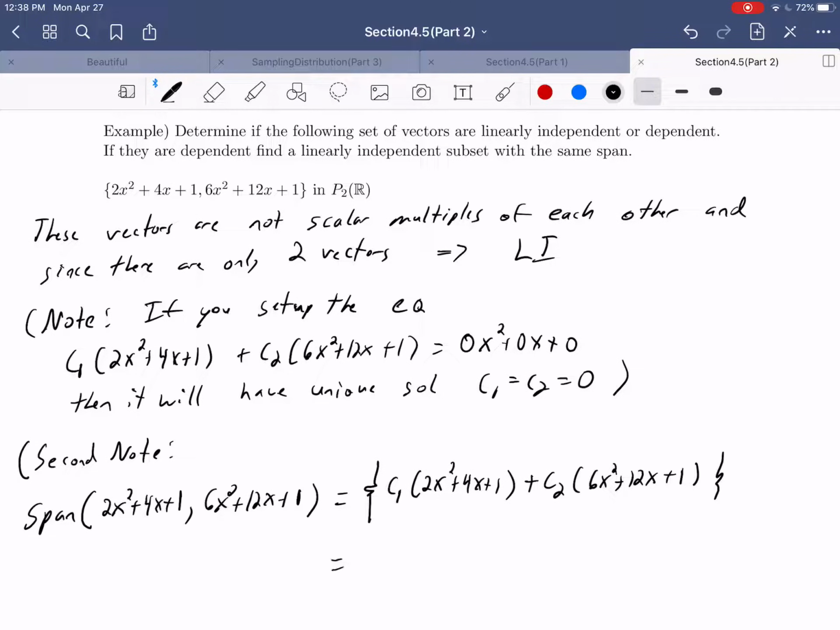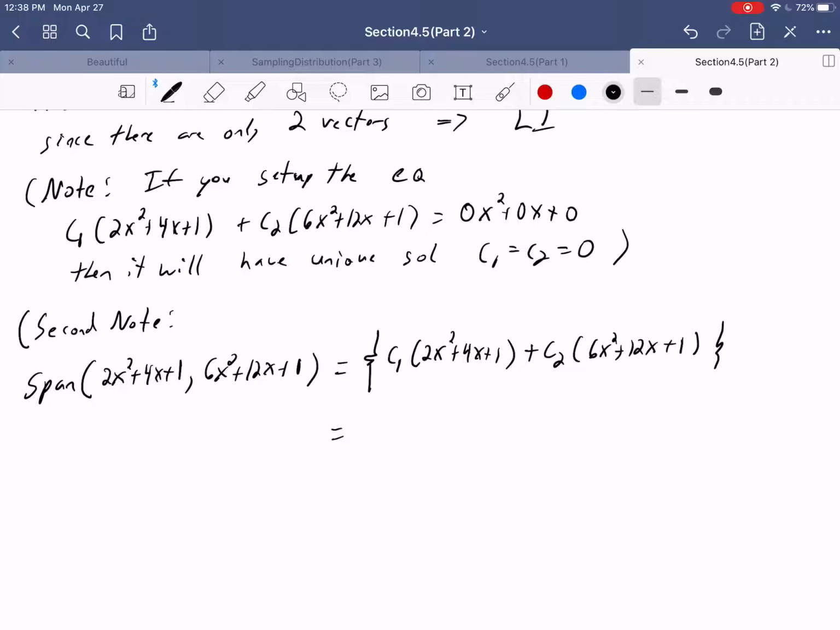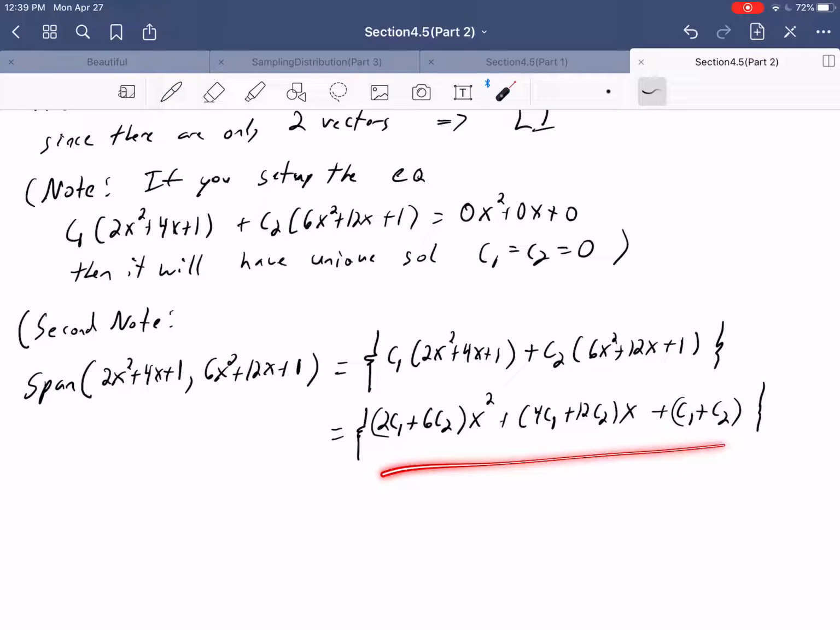And if you think about what that actually would look like, if you wrote it as a standard quadratic, it would look like all the quadratics of the form (2c1 + 6c2)x² + (4c1 + 12c2)x + (c1 + c2). Right? So that's a totally fine way of describing the span of these things, but we could do a little bit better.